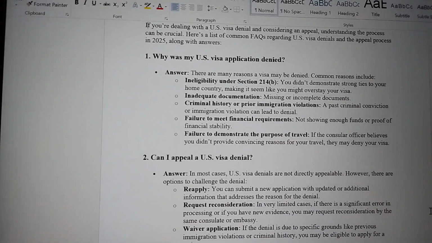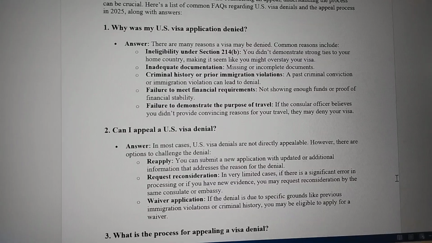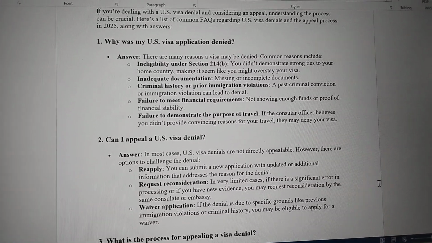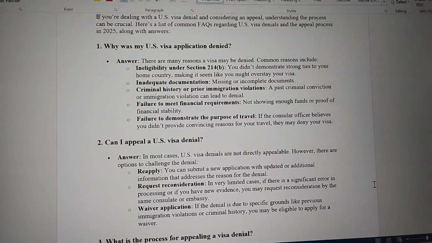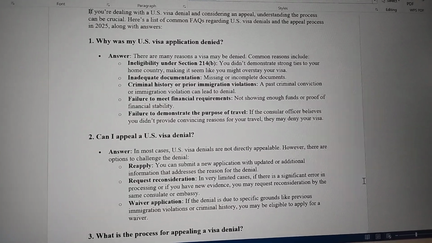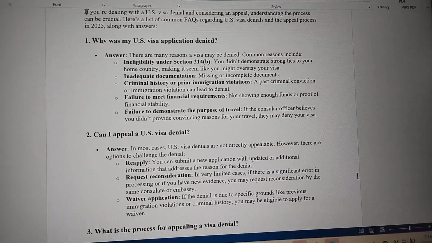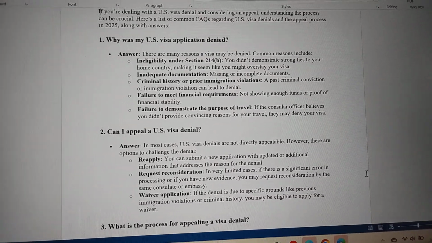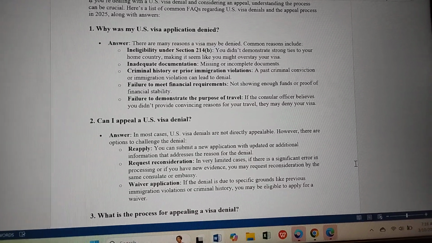So maybe the first question that somebody would want to know is, why was my visa application denied? There are many reasons a visa may be denied. Common reasons will include ineligibility under section 214B. You didn't demonstrate strong ties to your home country, making it seem like you might overstay your stay in the US. And therefore, because of that ineligibility under section 214B, your visa was denied.